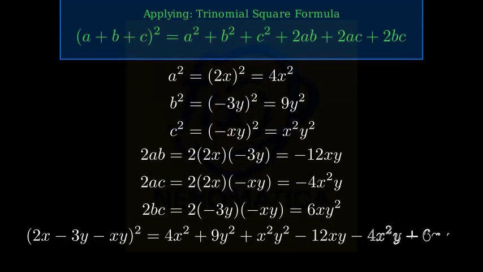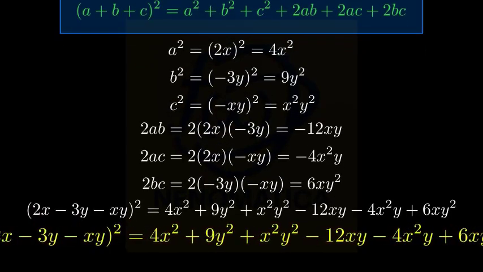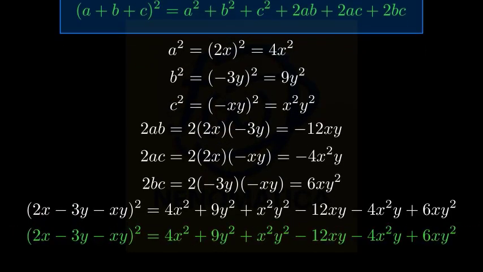Let's compare our expansion with the answer shown in the image. The image shows the expansion as 4x squared plus 9y squared plus x squared y squared minus 12xy minus 4x squared y plus 6xy squared. This matches our calculation, so we've correctly expanded the trinomial square. Let's move on to the second example.